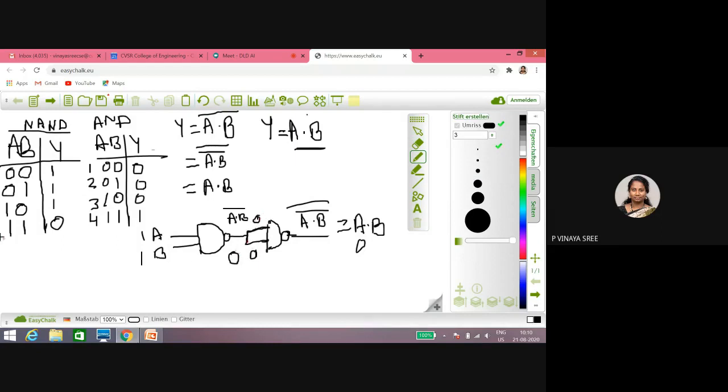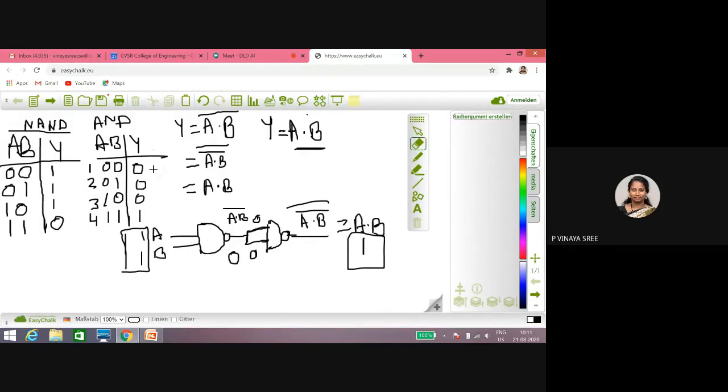And 0 0 means what you will get? 1. So here it should be 1. Is this correct or not? Check the AND gate. In the AND gate, if the input we are passing is 1 1, the output you have to get is 1. Are we getting that? Yes. We are passing the input as 1 1 and we are getting the final output as 1. Yes. So this complete circuit as NAND is working as AND, hence proved.